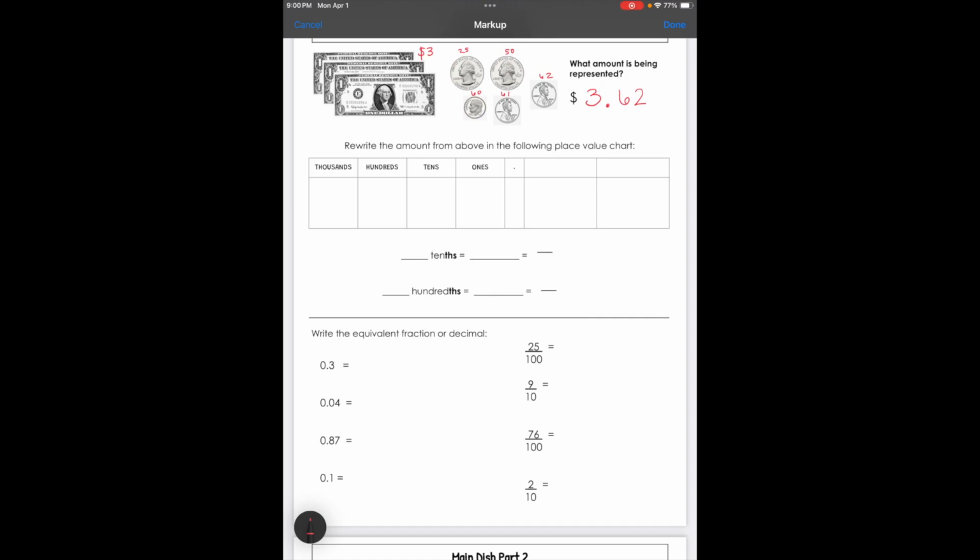I know that 2 of the place values aren't labeled. We're going to get to that, but go ahead and just add this in. So we have 3 in the 1 space, and then our decimal, and then the 6 and the 2 follow.